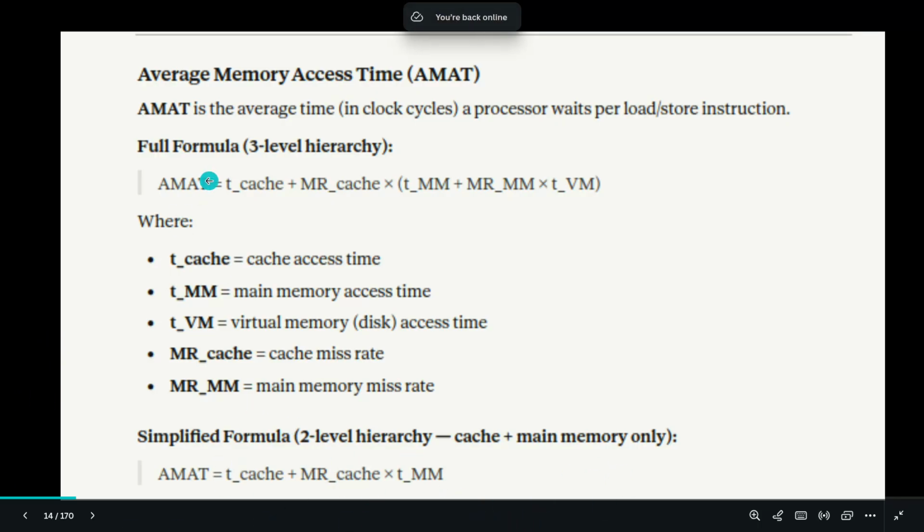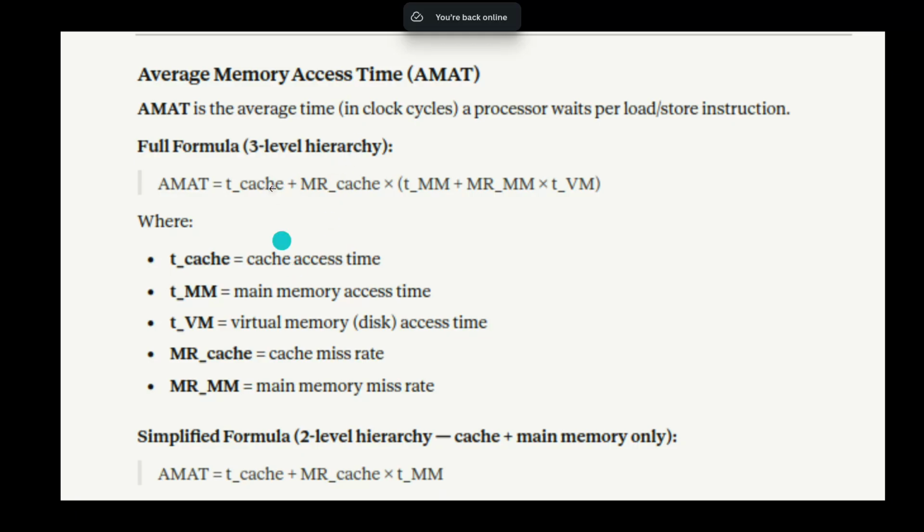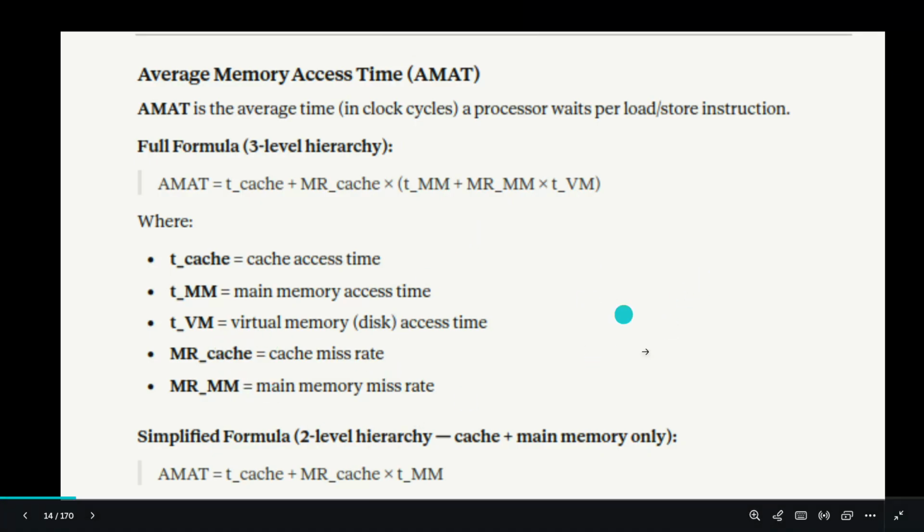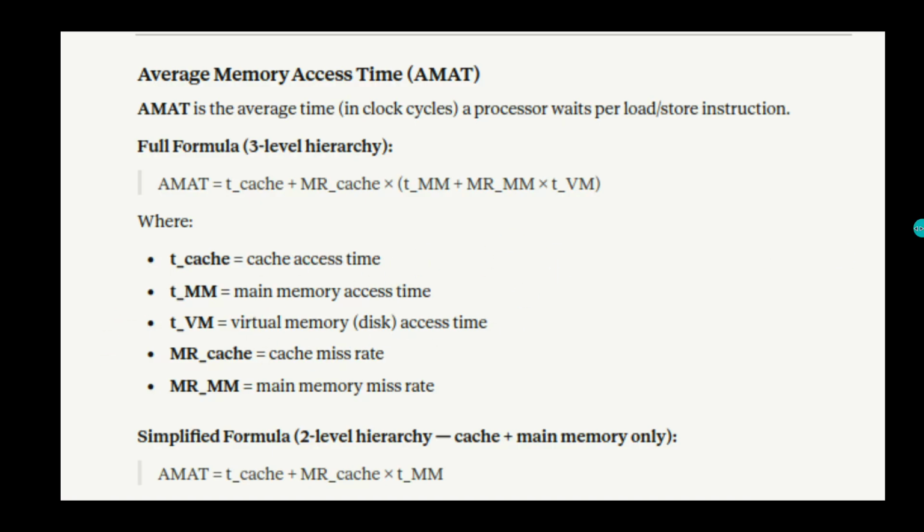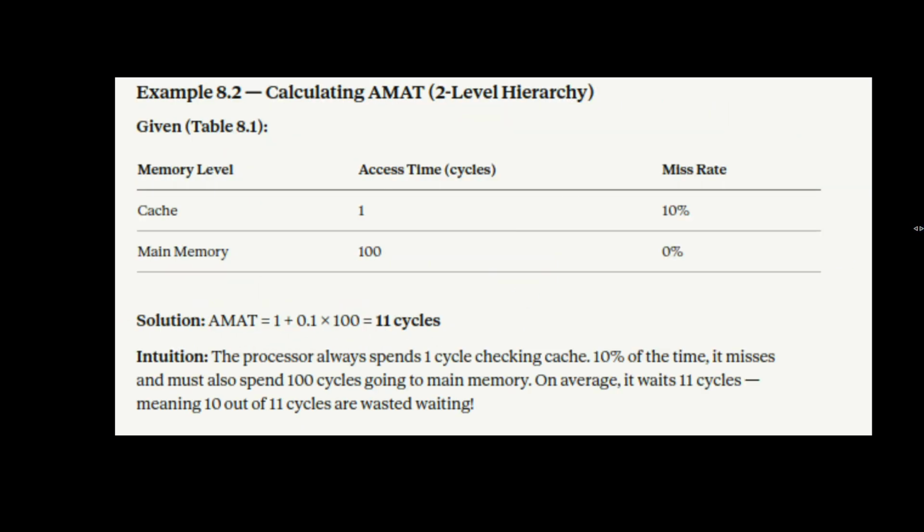Here T of cache, then the miss rate of the cache means we are accessing from the main memory, plus, if that is not possible because we have a miss rate in main memory, we multiply it with the time taken to access from the virtual memory. Understood? Now calculate the average memory access time in a 2-level hierarchy.